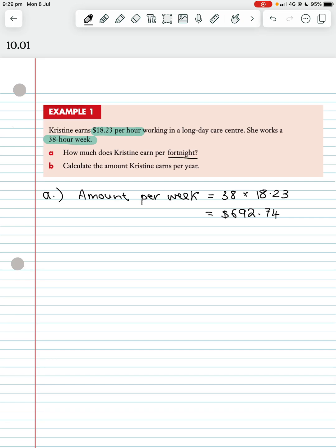Remembering though a fortnight is 2 weeks, so now we want to find the amount per fortnight. Now this one is pretty straightforward. All we're going to do is take her weekly amount of $692.74 and multiply it by 2. And that is going to give us $1,385.48.